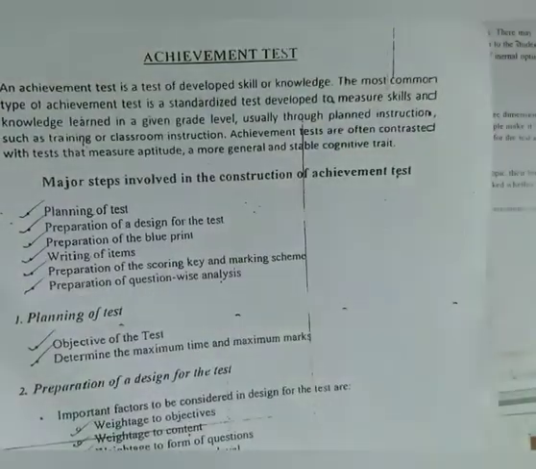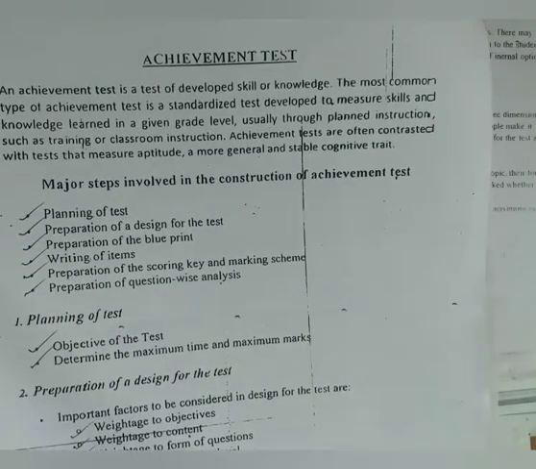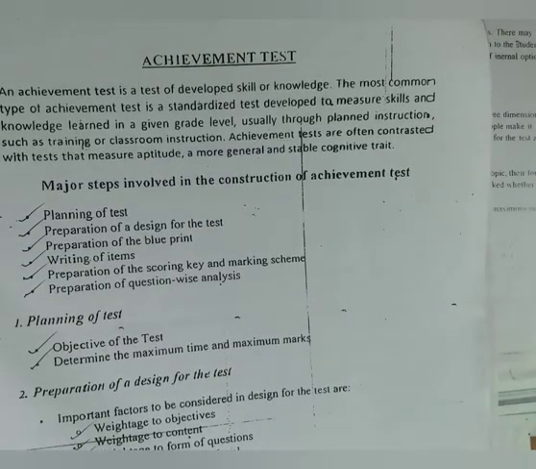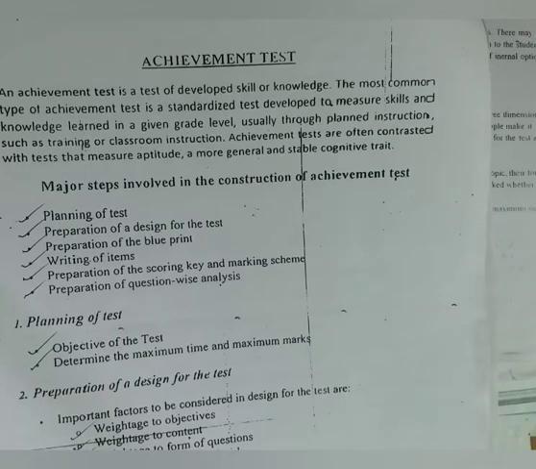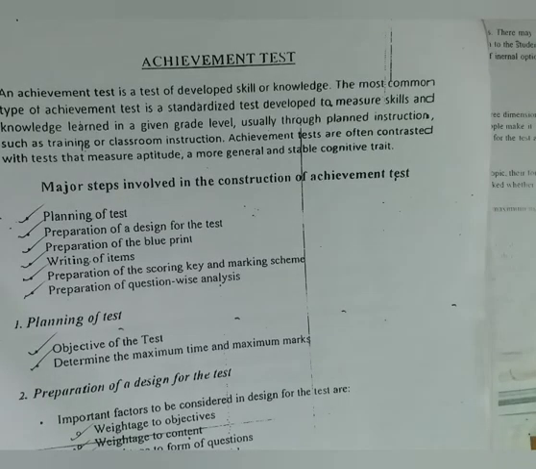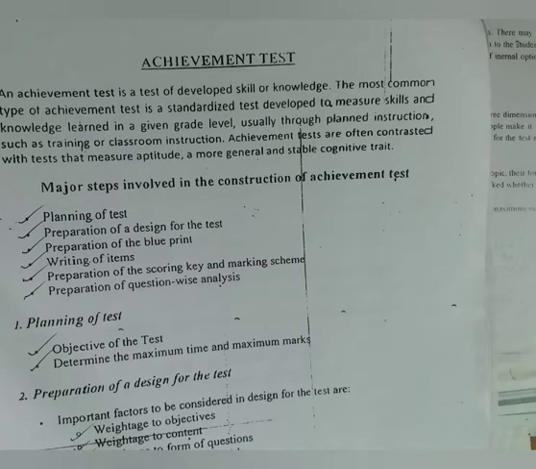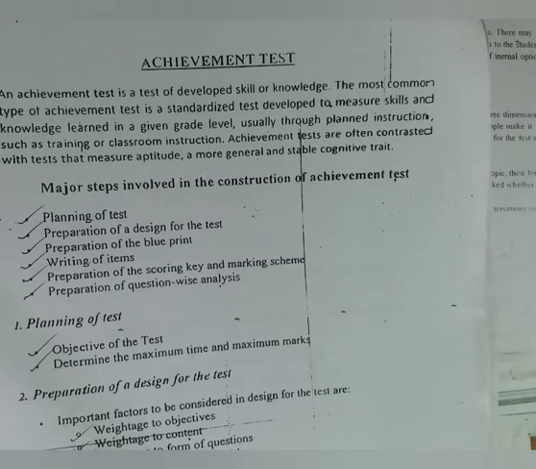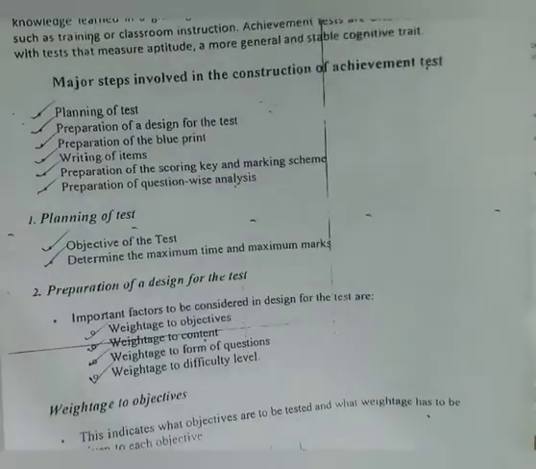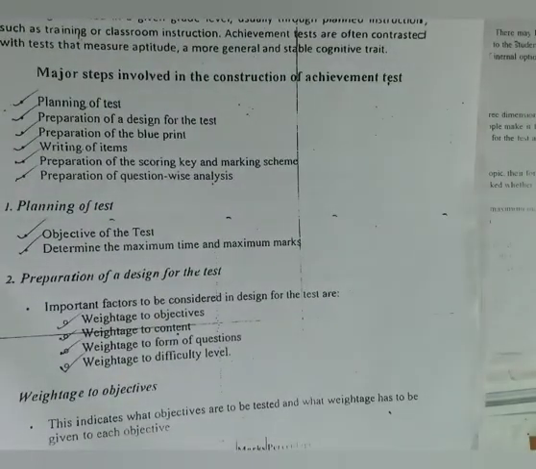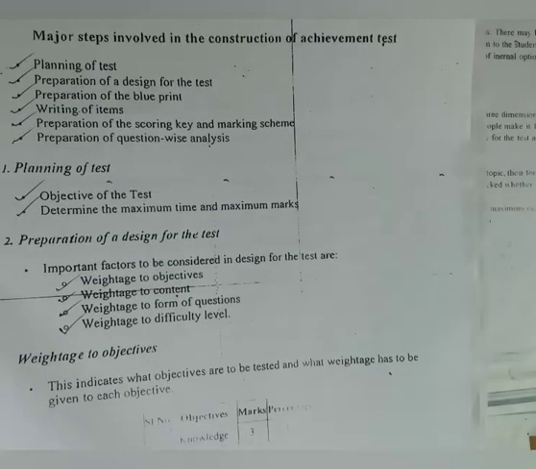So there are also certain steps for this achievement test, that is planning of the test, preparation of a design for the test, preparation of the blueprint, writing of items, preparation of the scoring key and marking scheme, preparation of question-wise analysis. So planning of the test is based on the objective of the test and in order to determine the maximum time and the maximum marks also. Then preparation of a design for the test is based on the weightage of objectives, content, form of questions and the difficulty level.